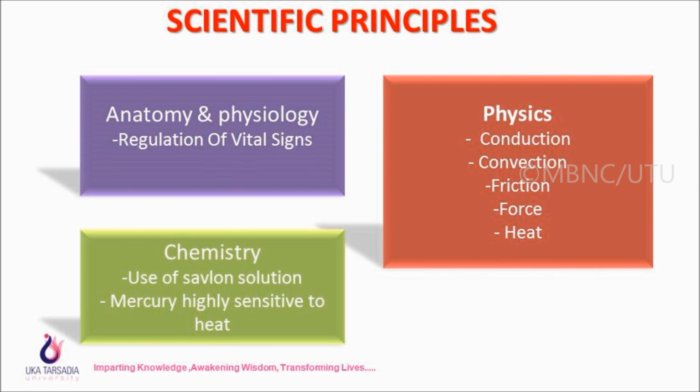Fourth, friction means to avoid friction between the rectal mucosa and the thermometer. It should be lubricated using Vaseline jelly. Fifth, force means once the mercury is expanded, to bring it down to the bulb, use force to shake the thermometer. Sixth, heat means normal body temperature ranges between 96 degree Fahrenheit to 98 degree Fahrenheit.